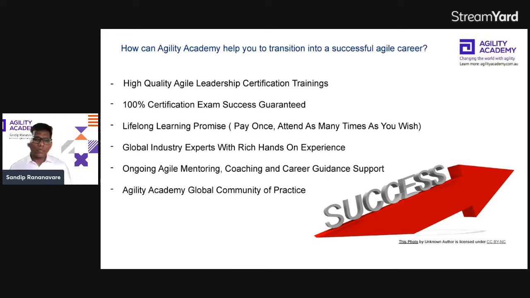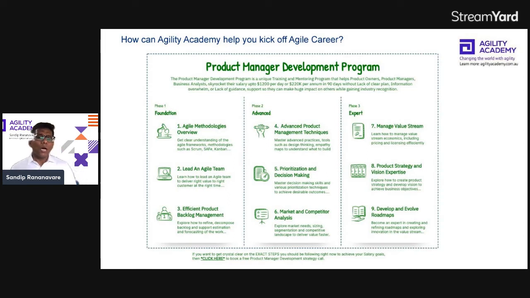And last one, but most important one, is that we have got this global community of practice. So we have got hundreds and hundreds of people across the world who are connected, and we support each other when it comes to providing career guidance, as well as bouncing back different ideas and questions. And then there are job opportunities which are also shared. So that's about Agility Academy and how it can help you to transition into a product manager, product owner role.